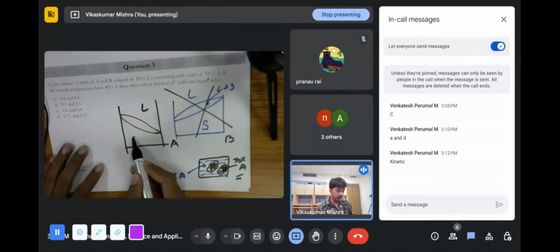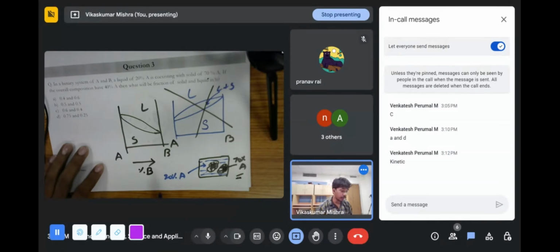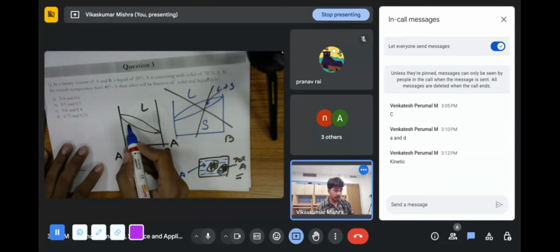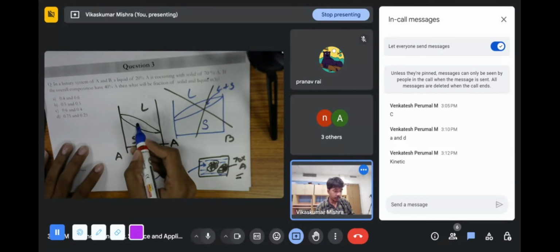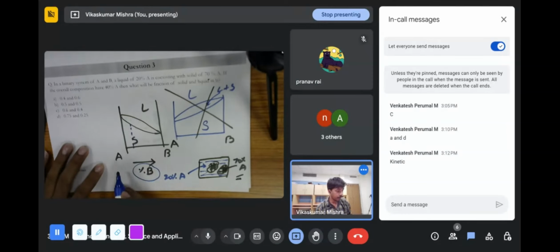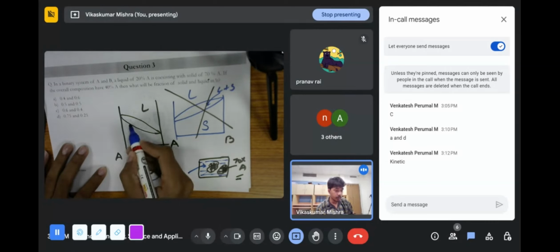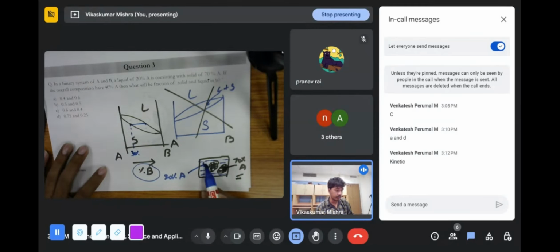This is liquid, this is solid, and if this is A and this is B, and we are moving in this particular direction, the percentage of B is increasing. Now the solid is having 70% of A, that is, it is having 30% of B. If I'm marking from the direction of B, the solid is having 30% of B. The liquid, the one existing with the solid, is somewhere over here. We know that this is 20% A, and then it will be 80% of B.